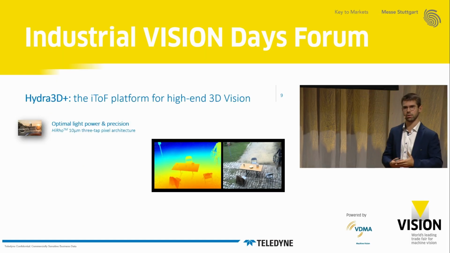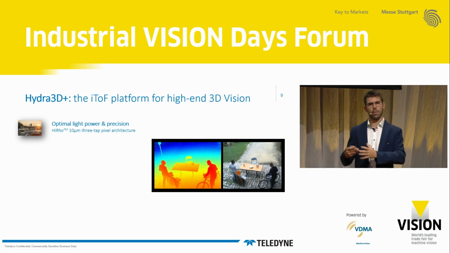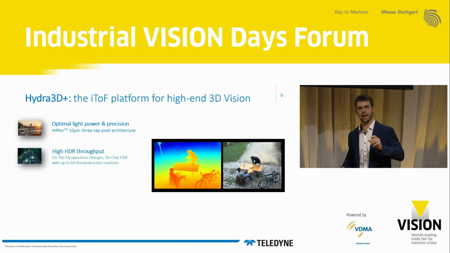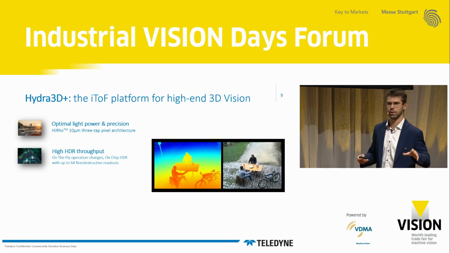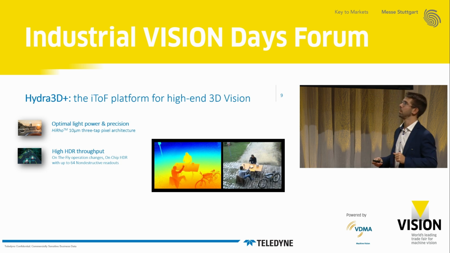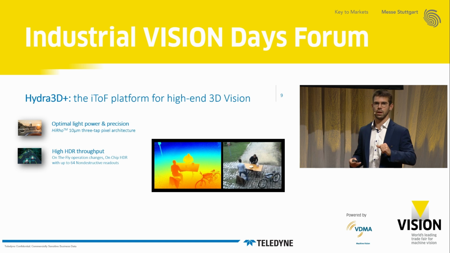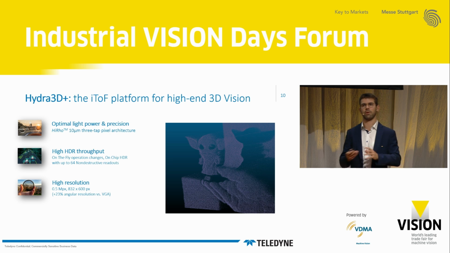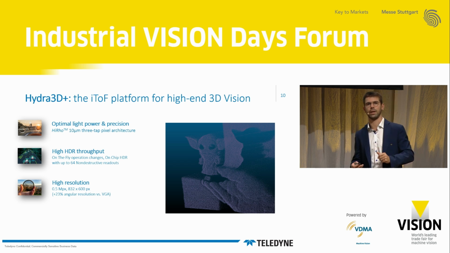Thanks to our patented Hydra technology, we are optimal in the use of light power while maintaining precision over range. We have a very high HDR throughput, supporting up to 64 non-destructive readouts on chip for a single frame. We also have on-the-fly operation changes to adapt to the ranges. It's a high-resolution solution at 0.5 megapixels, delivering plus 23% angular resolution compared to a classic VGA.